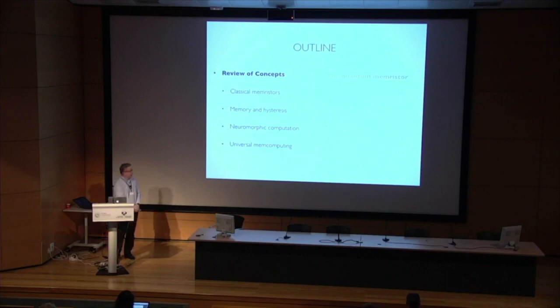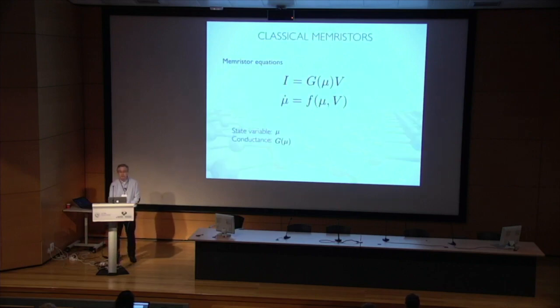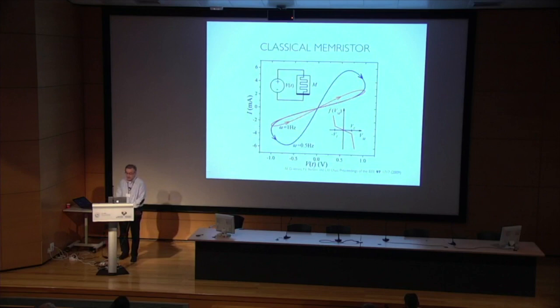So, coming to the review, I will simply remind you that classical memristors were described by these first-order equations, in which, in particular for a potential-driven memristor, the conductance is a function of a state variable which evolves in time in this dynamical system. And actually, this is from a paper by Max Di Ventra, Pershin, and Leon Chua, who proposed the memristor concept.